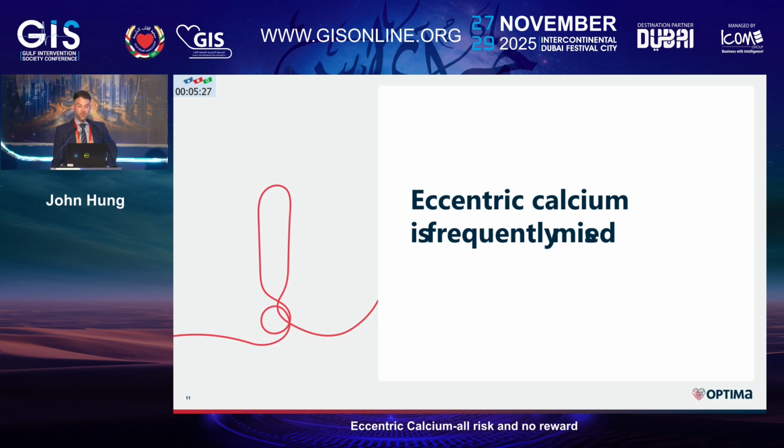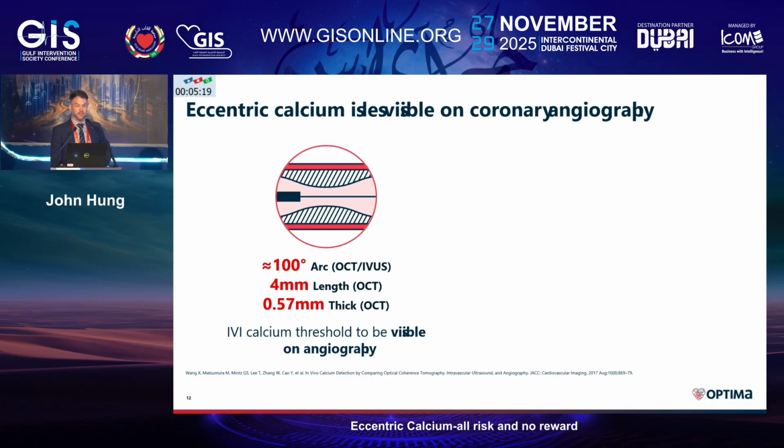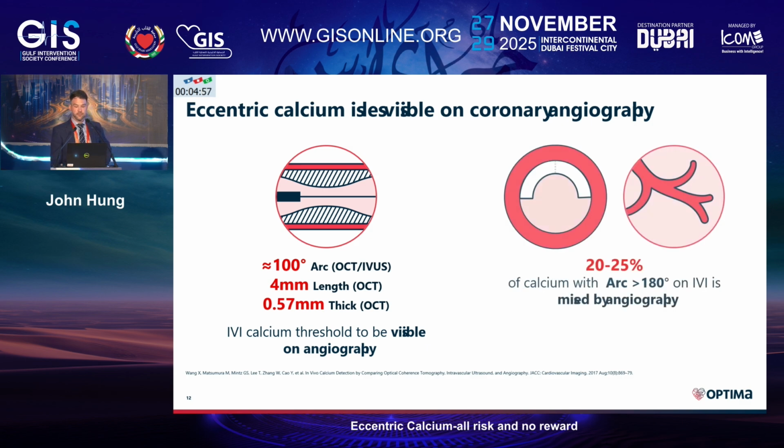So, even though we know it's there, unfortunately, we frequently don't identify it or take any notice of it. And that's because it's hard to see on plain coronary angiography. In fact, for you to be able to appreciate eccentric calcium on a plain angiogram, there has to be about a 100-degree arc of calcium. It has to be about 4 millimeters in length. It has to be quite thick, at just over 0.5 millimeter. And this difficulty means that even when the arc is greater than 180 degrees, we still miss it about a quarter of the time.